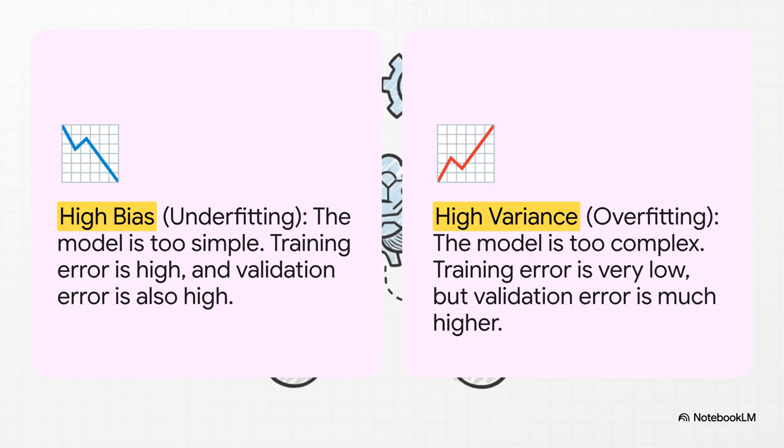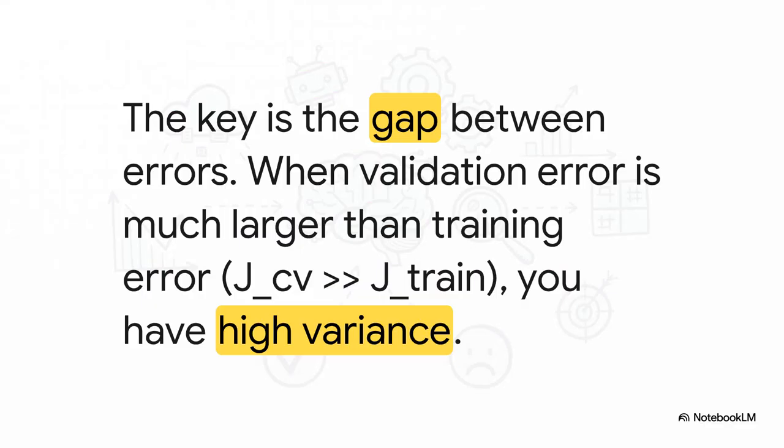High variance, on the other hand, is our old friend overfitting. The model is too complex, it'll have a super low error on the training data it memorized, but a much, much higher error on the validation data. And what's so great is you can actually see this. If you plot the error as the model gets more complex, the training error just keeps going down.